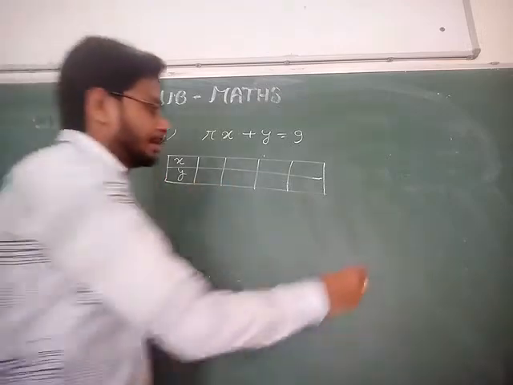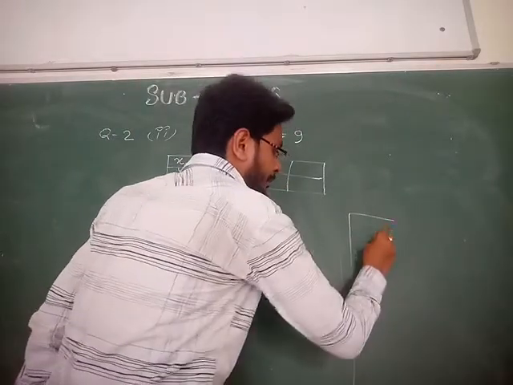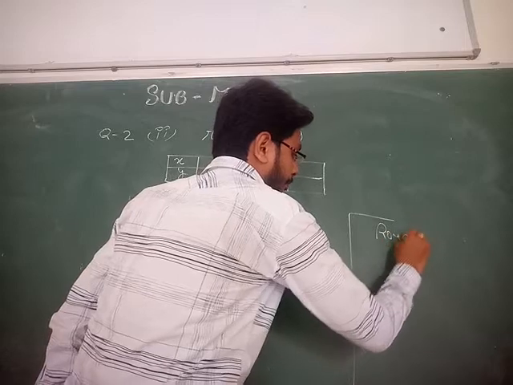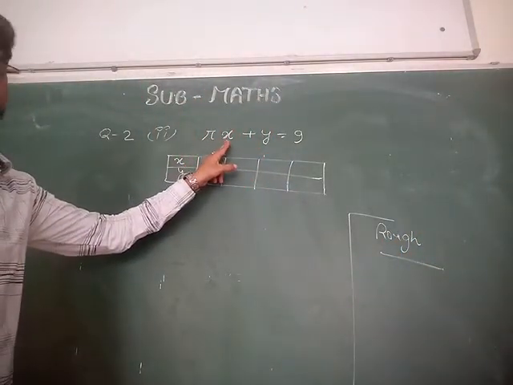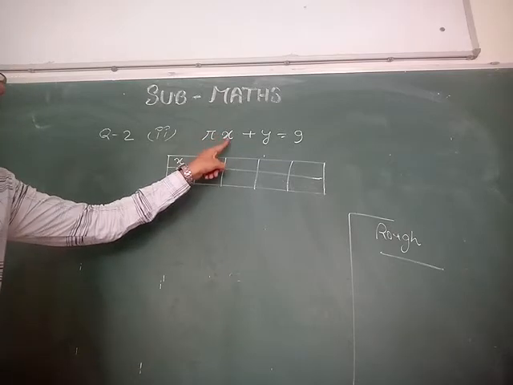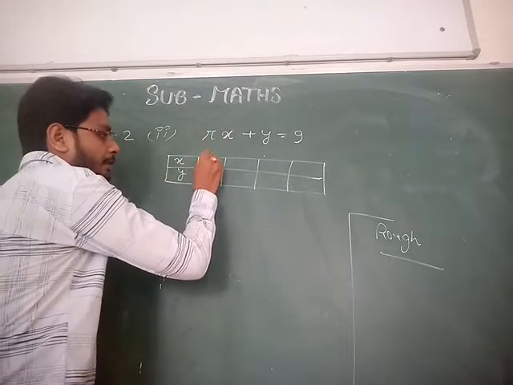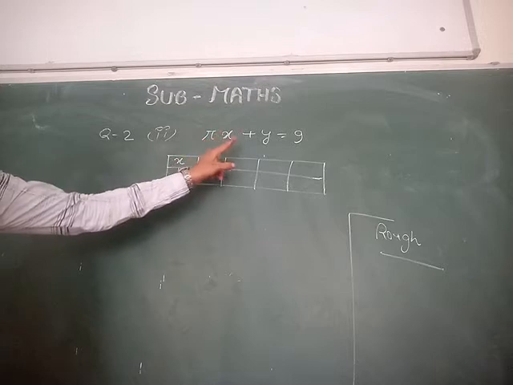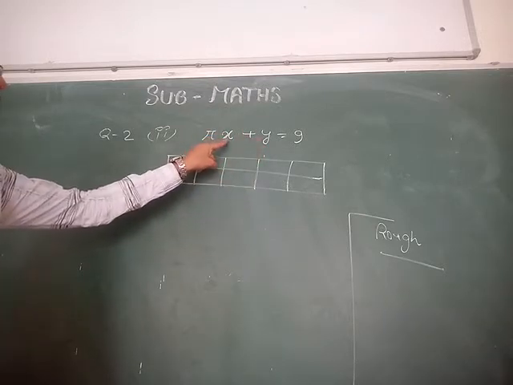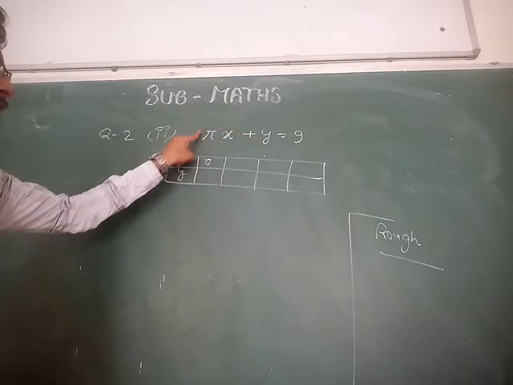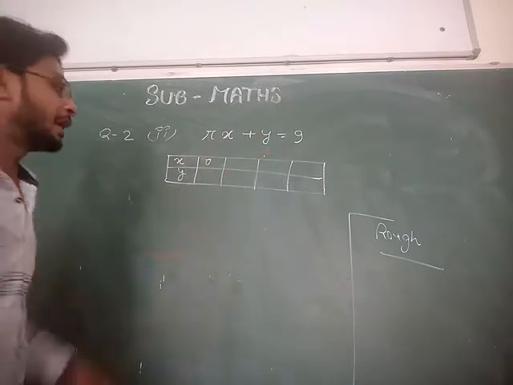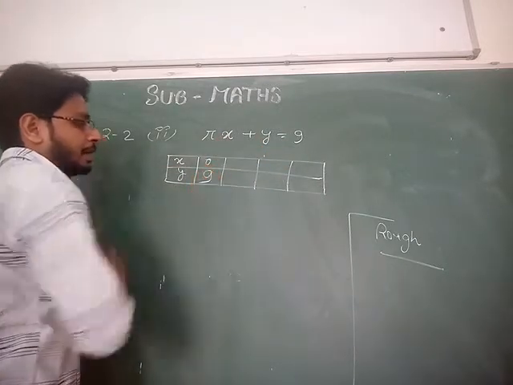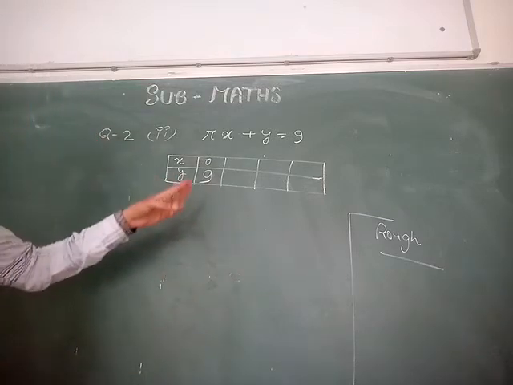So rough work is: when you put x equal to 0 in the place of x, what will you get as the value of y? When you put 0 here, this term becomes 0. When it becomes 0, then y equal to 9. So the value of y will be 9. So the first answer is that.